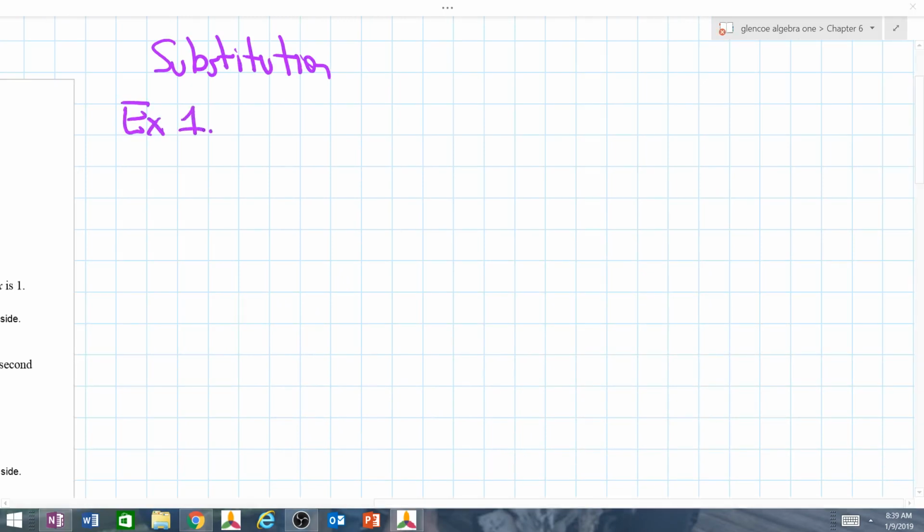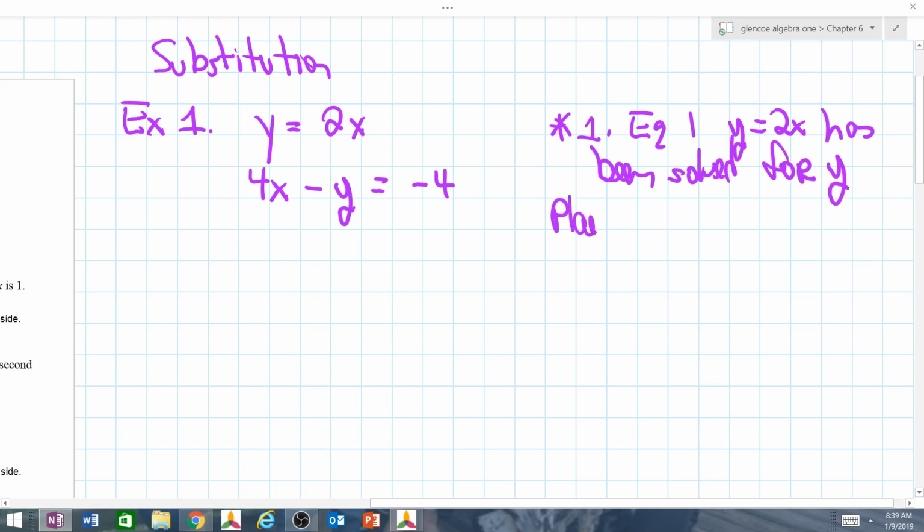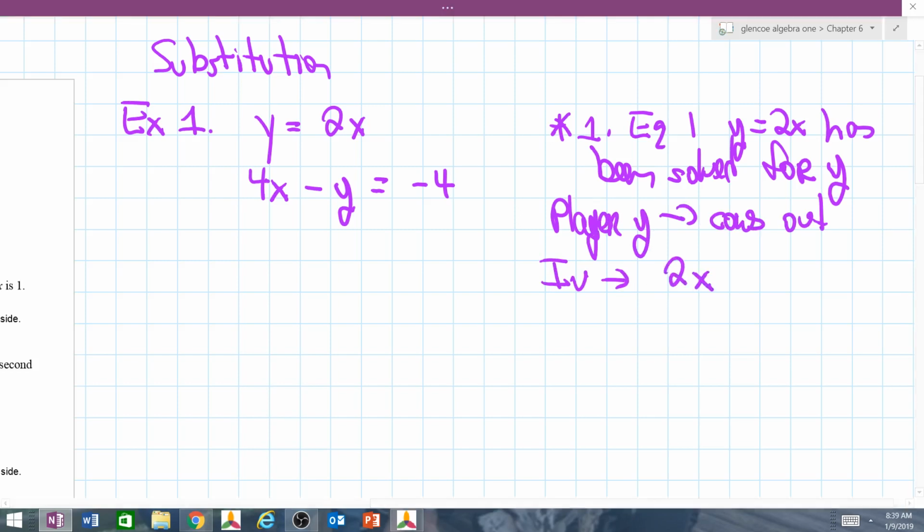Could you read me the first example? It's y equals 2x, and then what's the second? 4x minus y equals negative 4. Okay, y equals 2x. Step number 1. Equation 1, y equals 2x, has been solved for y. Player y comes out, in goes 2x. So it's going to look something like this.